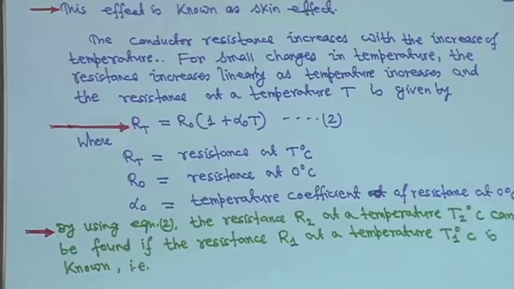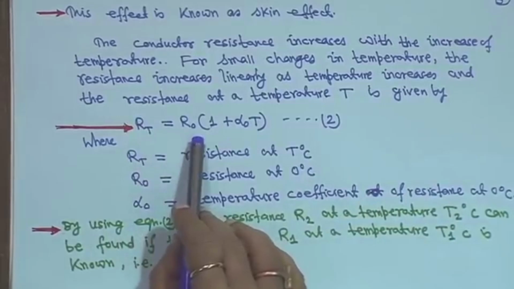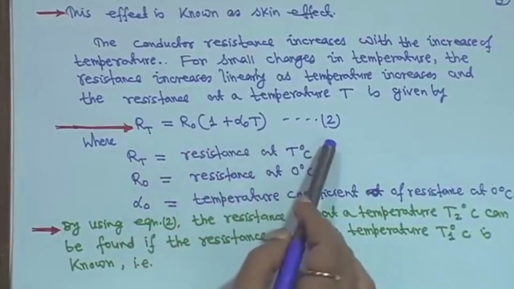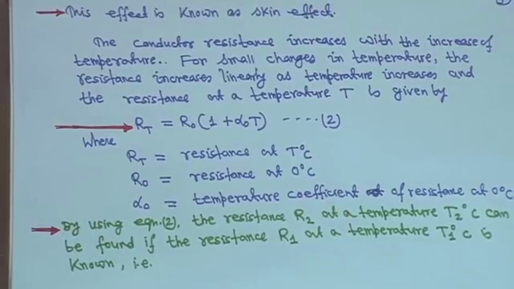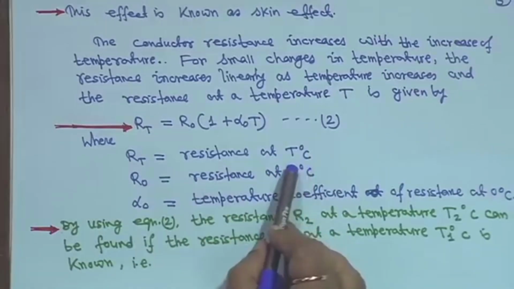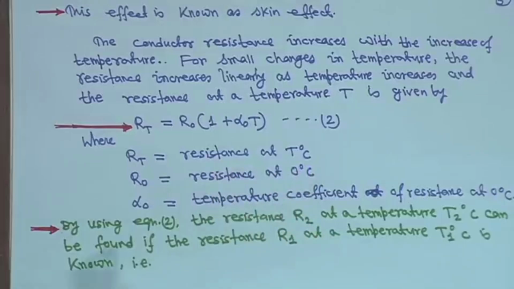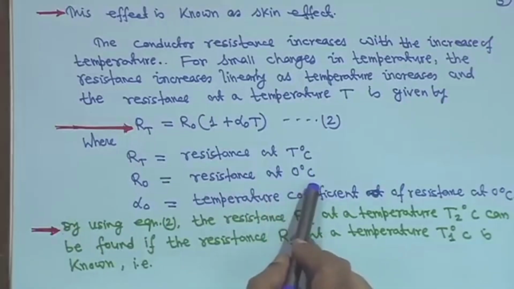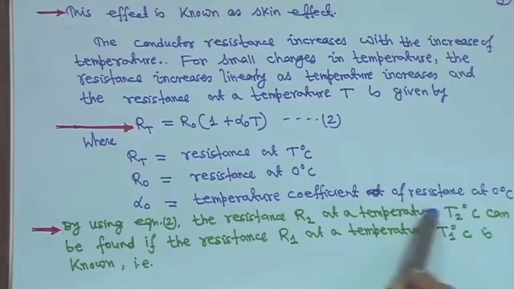The resistance at a temperature T is given by RT is equal to R0 (1 plus alpha 0 into T), this is equation 2, where RT is the resistance at T degree Celsius. These are all basic things. R0 is the resistance at 0 degree Celsius, and alpha 0 is the temperature coefficient of resistance at 0 degree Celsius.